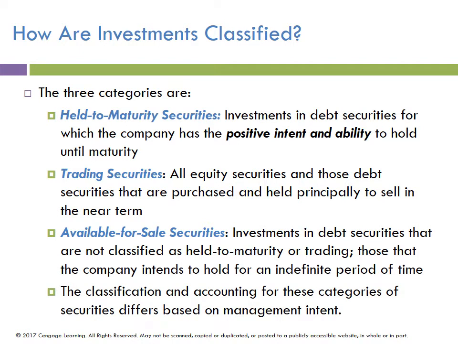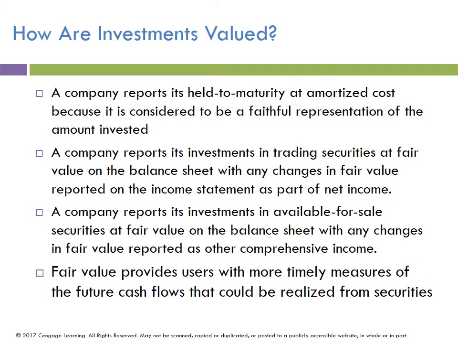And if you're sitting there going, well, how do I decide? It's all on management's intention. A company reports the first thing, held to maturity at amortized cost. So we are going to be doing some bond discount and premium amortization if you purchase a bond as an investment at a discount or premium. We'll be showing you that.